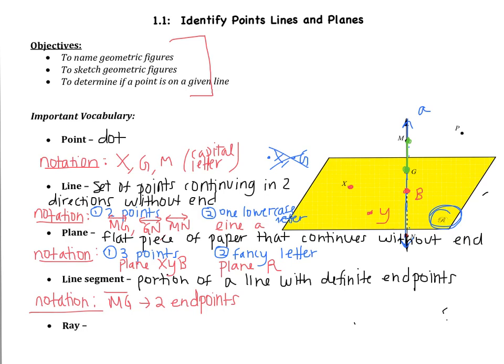So looking at a different segment, how about this one that starts at G and it goes towards N? So this one in pink. Now if I'm denoting that, it starts at G, it goes towards N, and it's a segment. B is on that segment, but it's not an endpoint.